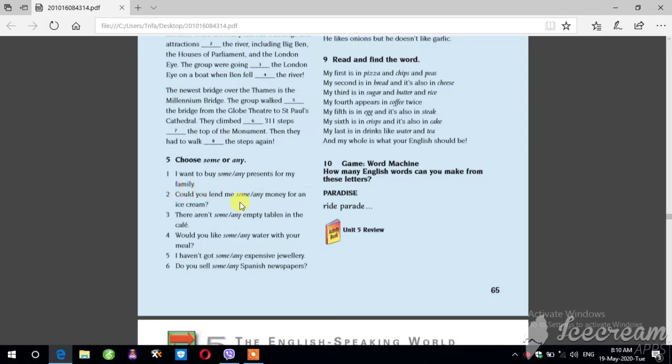Could you lend me some money for an ice cream? This is a request, so we have to choose some. There aren't. Negative sentence. Any. Would you like? Request. Some. I haven't got. Negative sentence. Any. Do you sell some Spanish newspapers? This is a question sentence. We have to choose some.